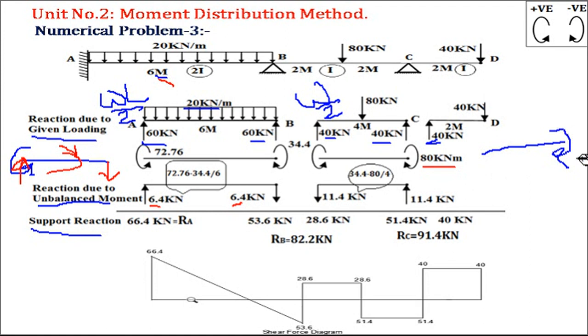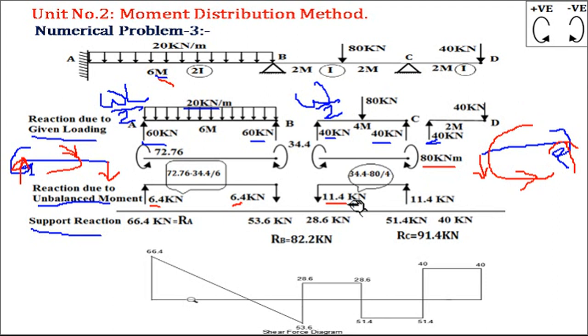Now this unbalanced moment will rotate the structure in clockwise direction, so here you have to apply the reaction in anticlockwise direction. Okay, so to apply the reaction in anticlockwise direction, at support B the reaction should be downward, and at support C the reaction should be upward. Then and only then it will rotate the structure in anticlockwise direction and keep member BC in equilibrium. That means at support B the reaction is acting downward, and at support C it is acting upward for member BC.